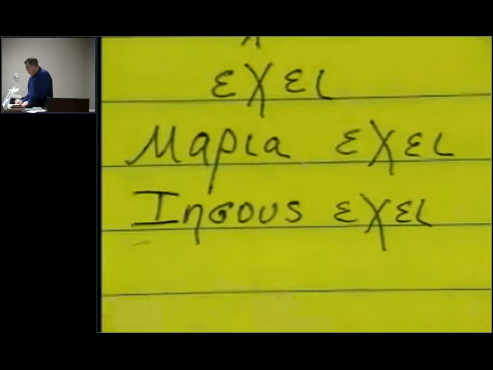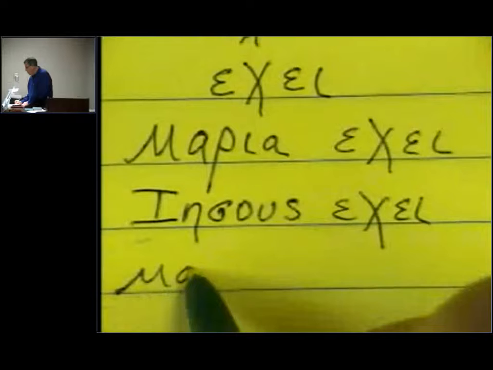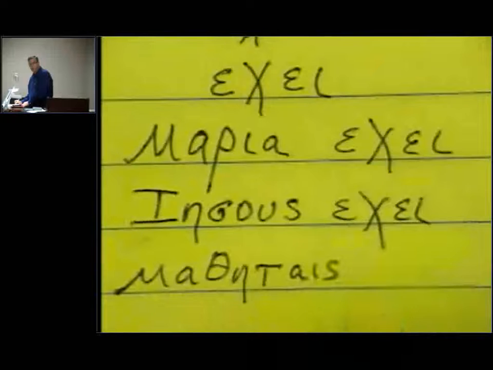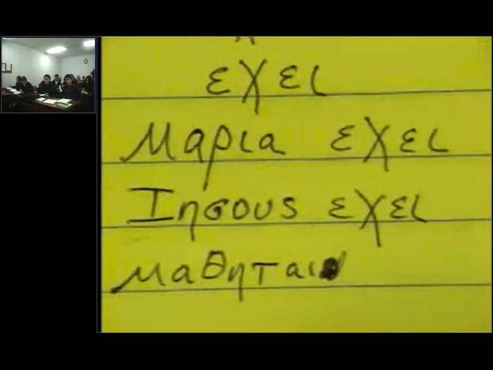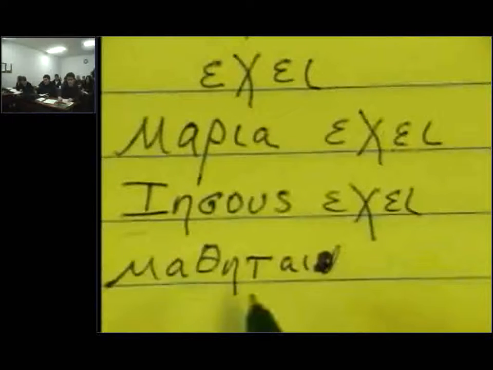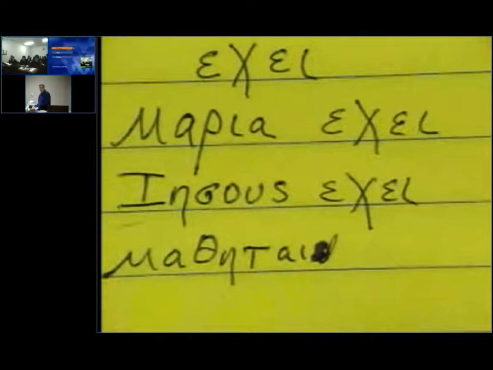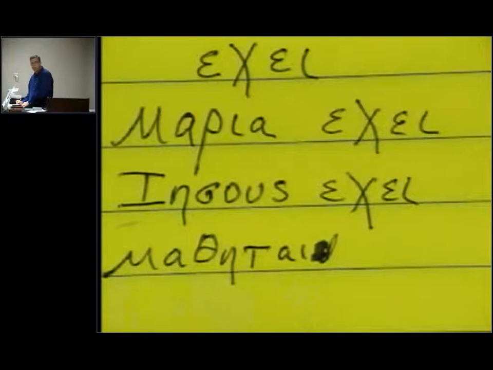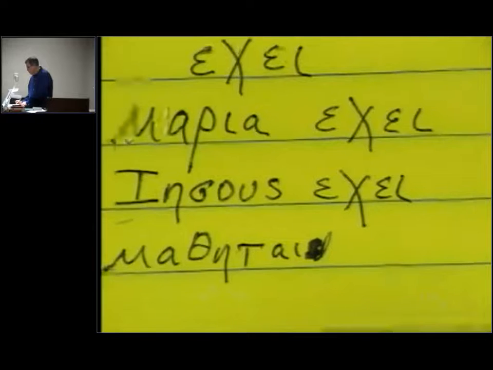What if it says, let's learn another word. This is mathetai. A new word. Everybody pronounce it. Mathetai. This means disciples. It's plural.